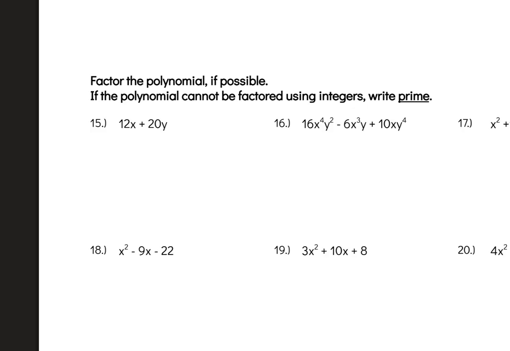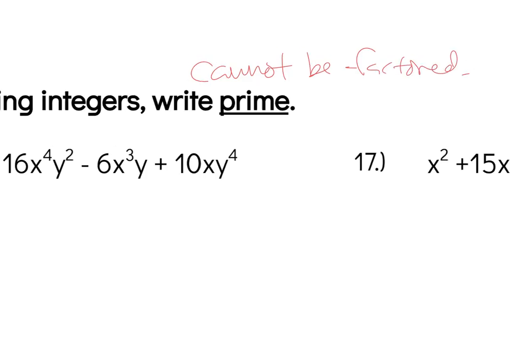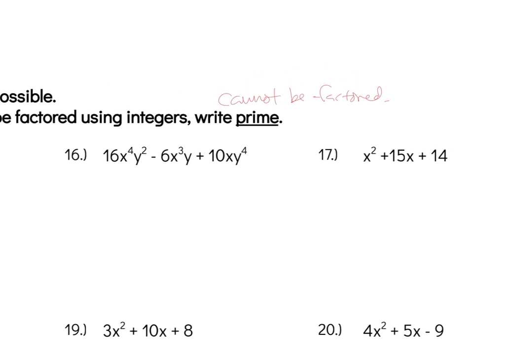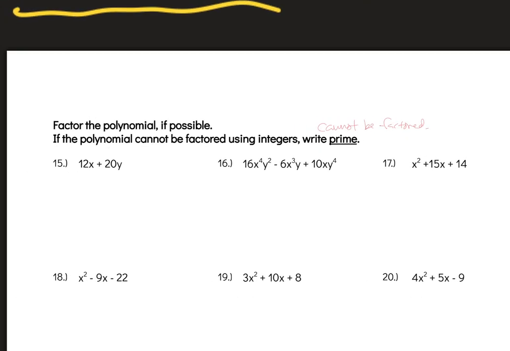Factor the polynomial if possible. If it can't be factored using integers, write prime. So prime is what happens when it cannot be factored. Okay? And if you're like, but can't everything technically be factored? Using the quadratic formula, yes, but I think the understanding here is if it can't be factored using integers, right? Because square roots and imaginary numbers are not integers.